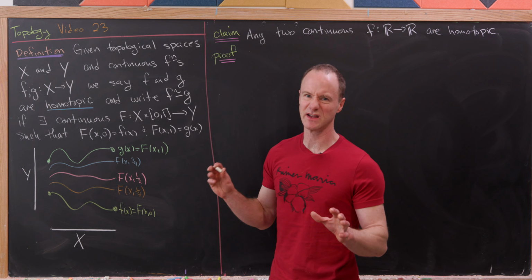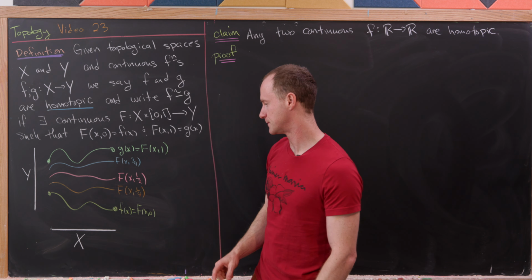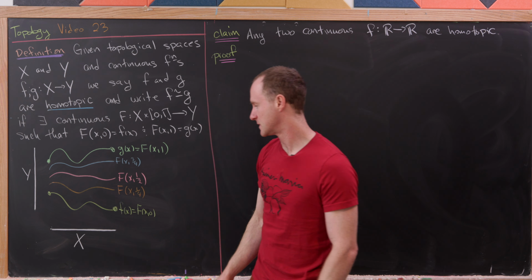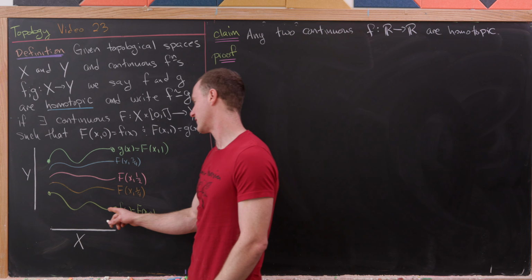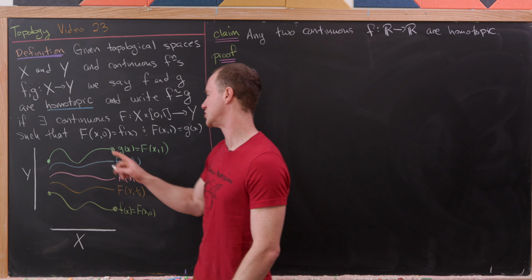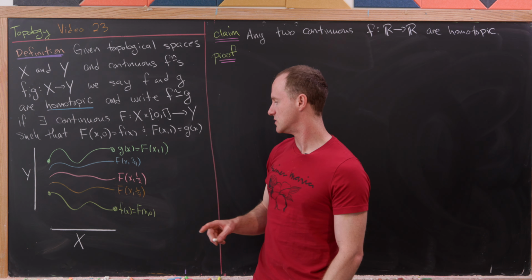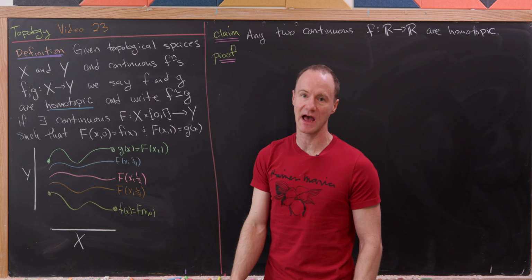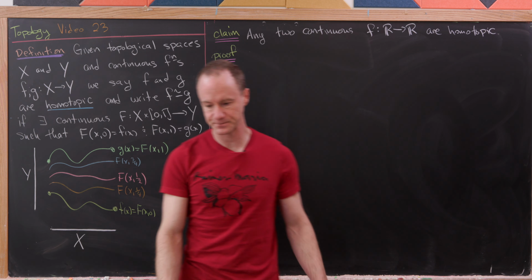And here's a little sketch of what's going on. Let's say these are our topological spaces X and Y. Down here, we've got our f of x. Up here, we have our g of x. And notice that our capital F interpolates between f of x and g of x.